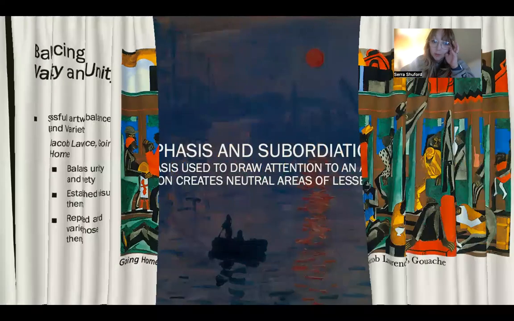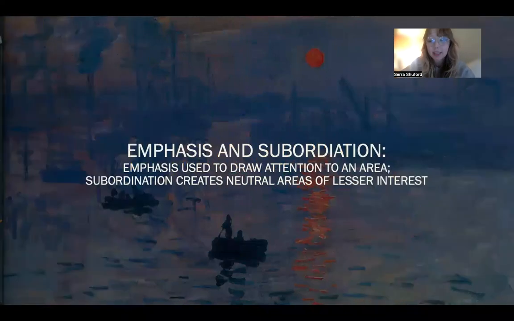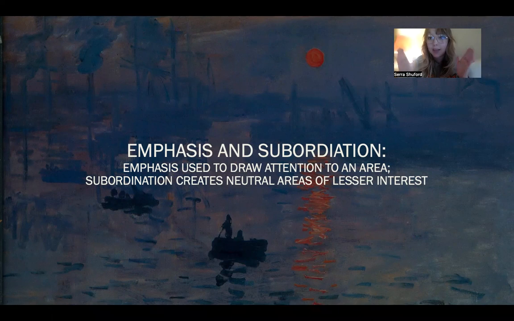So our next one we're going to talk about is emphasis and subordination. Again, you'll see that with the principles of design, a lot of the time we're trying to see two extremes of different ways of going about something, and finding a balance in the middle is usually the best way to go to find organization and define cohesiveness within the artwork. So emphasis is used to draw attention to an area, and subordination creates neutral areas of lesser interest.